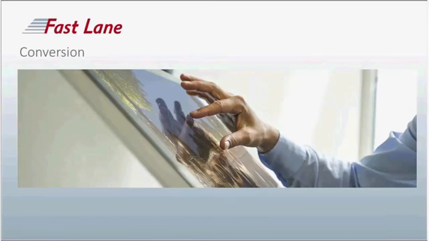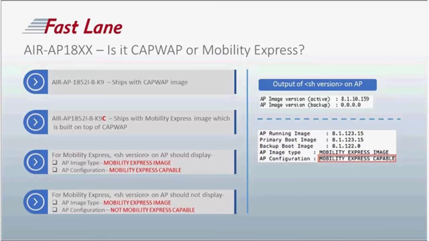Okay, but how do you know you've got the right image? Or what do you do if you haven't got the right image? So, yes, all our APs support CAPWAP. That's the only way they're going to be connecting to the Mobility Express. But what mode is it actually in? Okay, so the best thing to do is a show version and check that you have the correct version, number one.